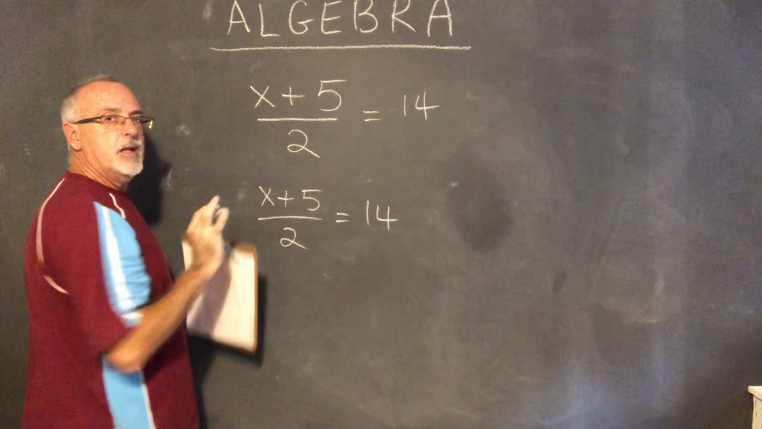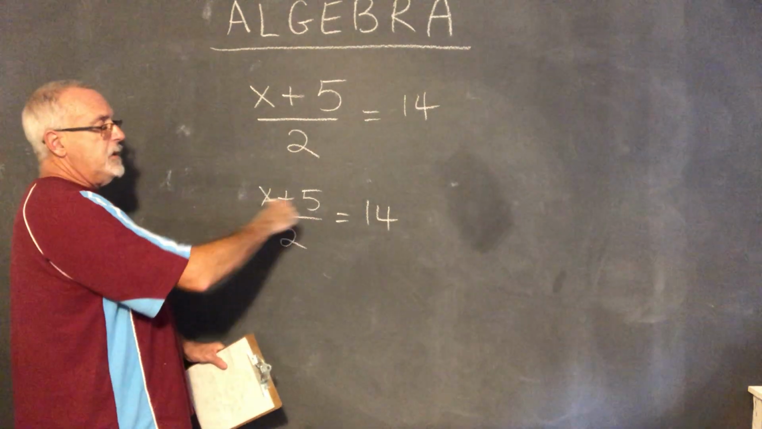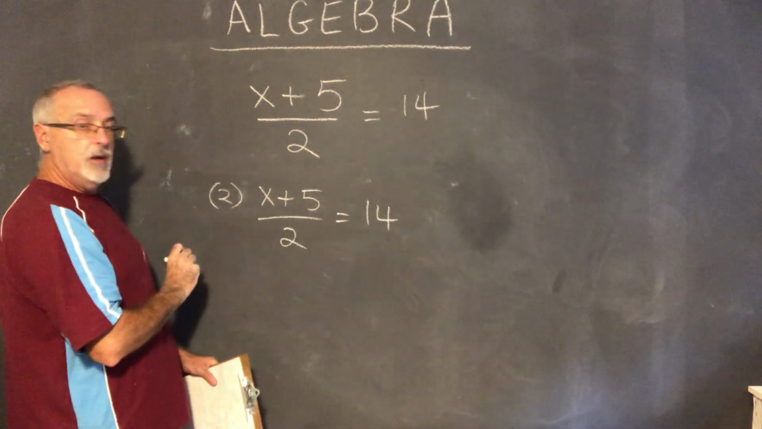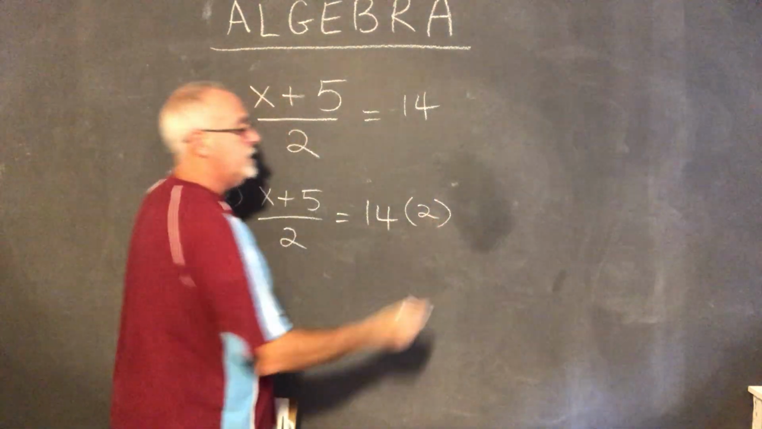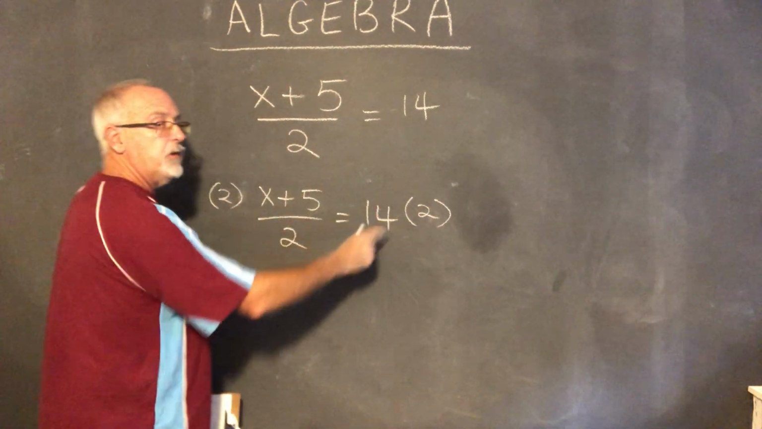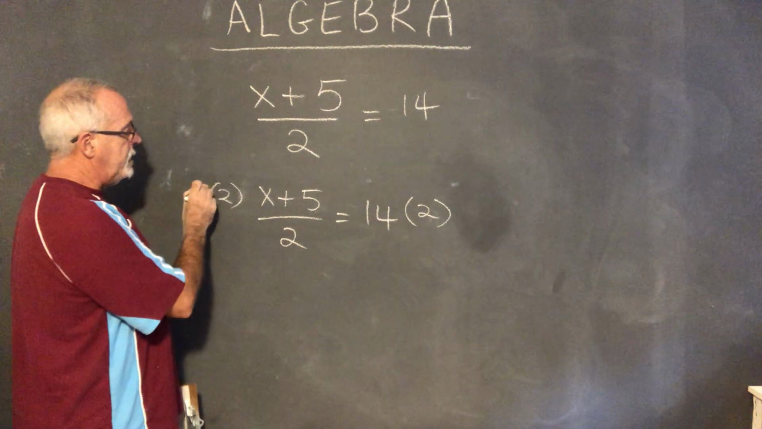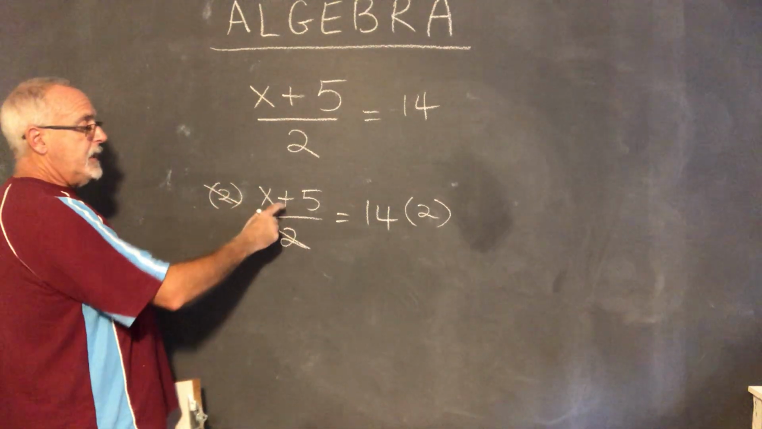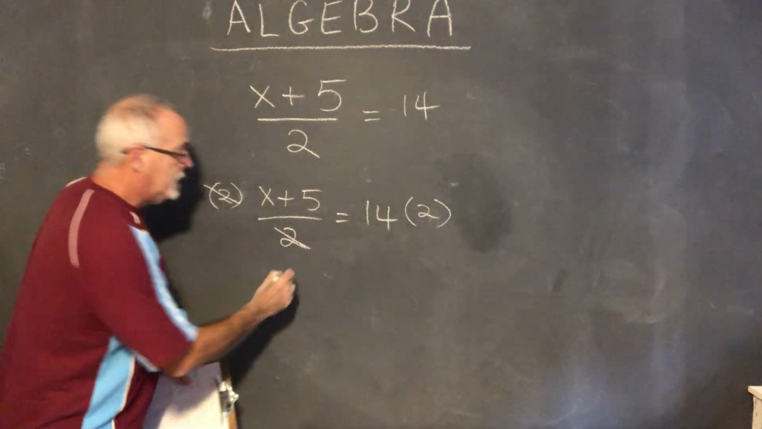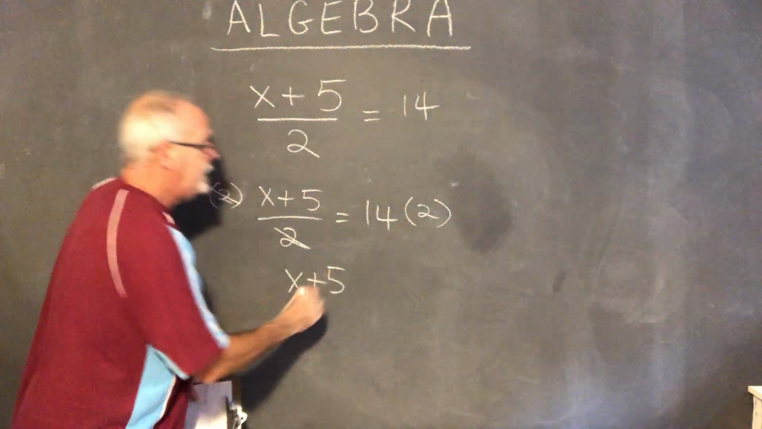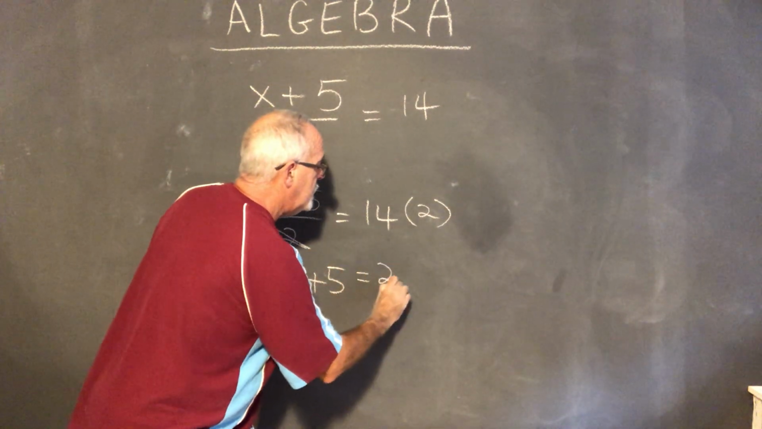Now we have a nice clean question that hasn't been touched, and I want to get rid of this 2. It's being divided from the x plus 5, so I will do the opposite, which is I will multiply this by 2. I'm multiplying this side by a 2, but that means I have to multiply this side by a 2. And showing your multiplications with little brackets instead of multiplication symbols can be helpful, because you can see what you're doing better. These cancel. X plus 5 has now been isolated from that 2, which means I don't need the fraction anymore. I can just write x plus 5. I needed the fraction bar because of that 2, but the 2's gone now. 14 times 2 is 28.